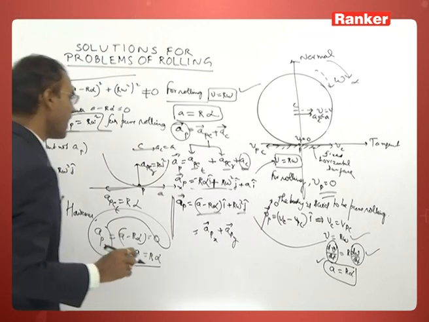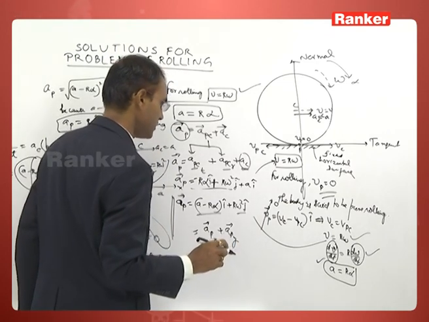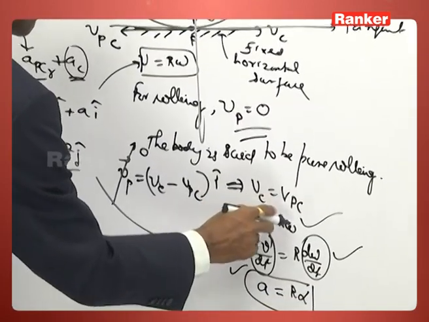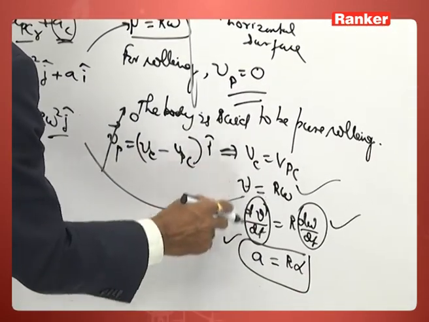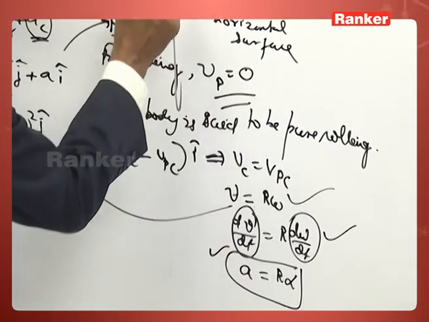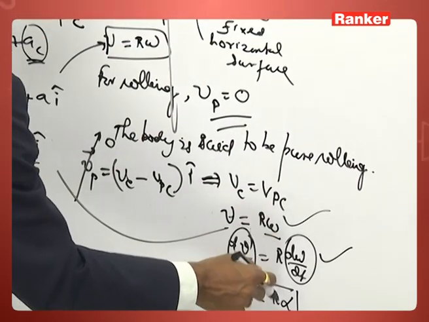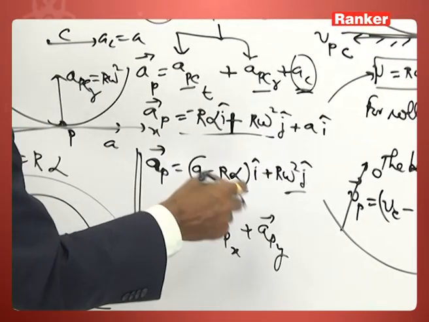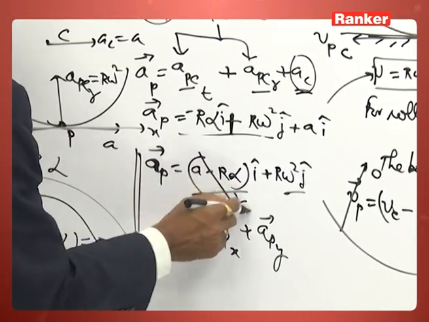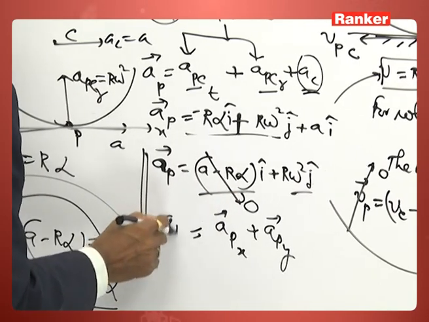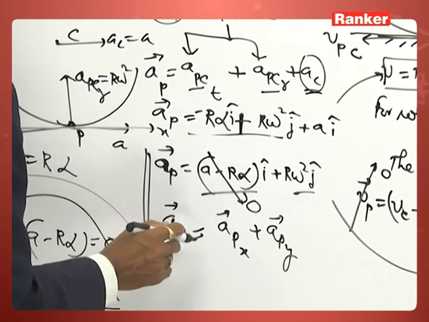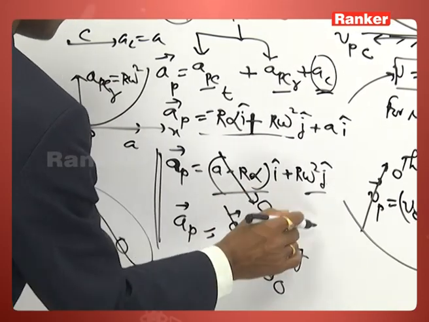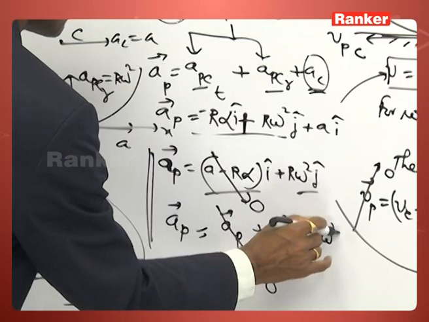A minus R alpha is 0. This is because V equal to R omega; the derivative of V is the acceleration of the center of mass, and the derivative of omega is the angular acceleration of the rigid body. So A minus R alpha will be equal to 0. When you put it at 0, then the acceleration of the point P will be, this factor being 0, equal to R omega square j cap.